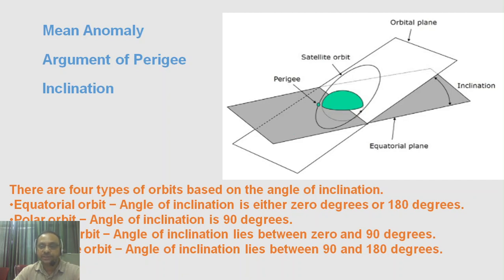So you can see in this figure, this is the perigee point. This is the closest point, and this point is apogee. This is called apogee, the farthest point from the Earth.